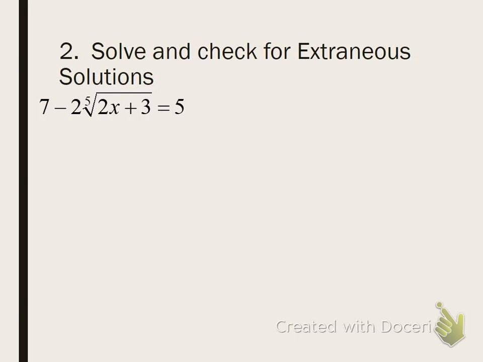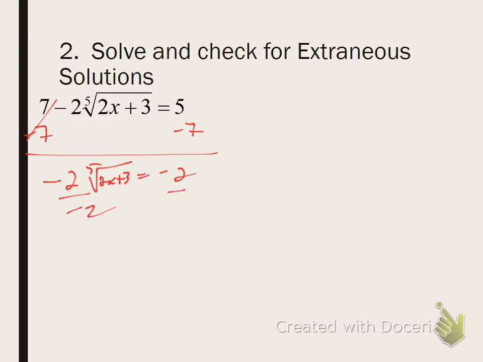All right, a little bit quicker this time with a little bit less conversation. Okay, so bottom line is we want to get the radical by itself and then raise that to whatever power we need to eliminate the radical. That's the bottom line. So here we need to subtract 7. Bring down that minus sign as a negative. Then divide both sides by negative 2.